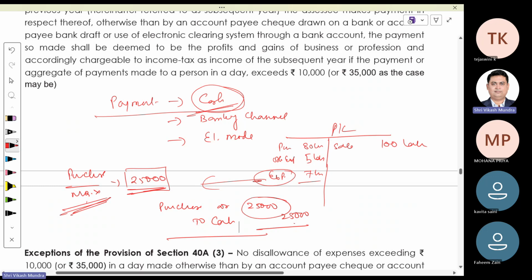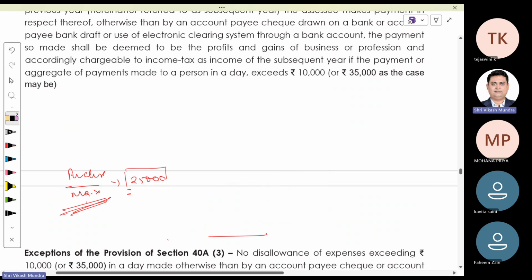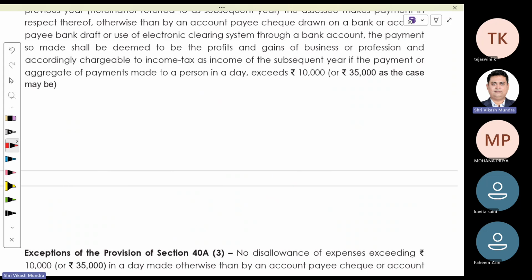Is it clear to you? However, only one exception is there. If you are making payment to a goods carrier, that is a road transporter, in that situation, the threshold limit is increased from 10,000 to rupees 35,000. In case you are making payment to a road transporter, then this threshold limit of making payment in cash in a single day is increased from 10,000 to 35,000.